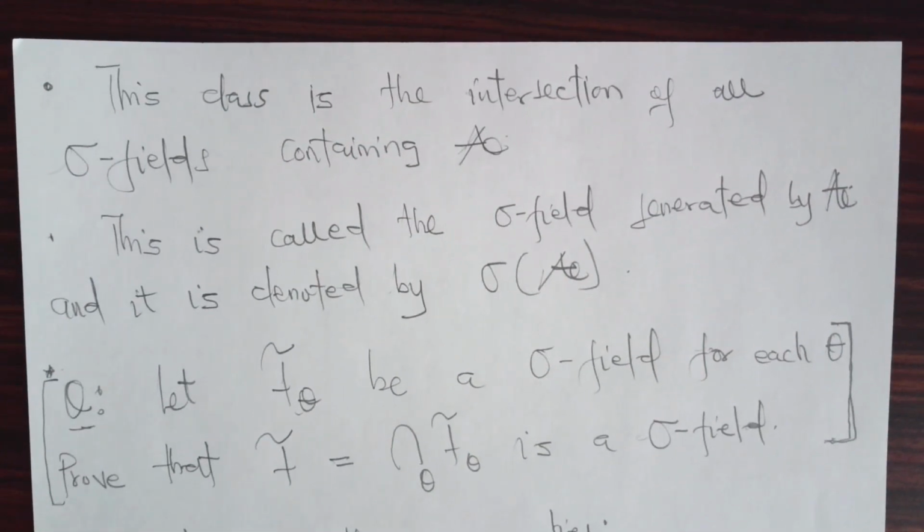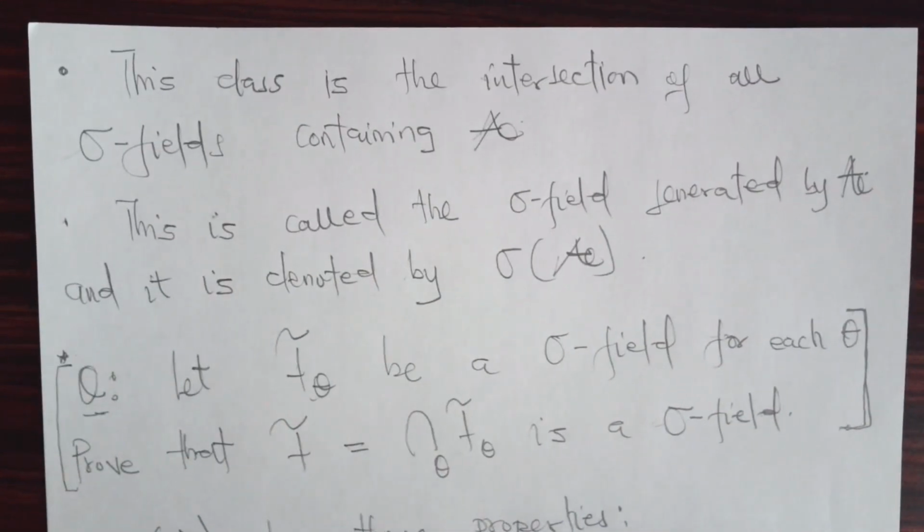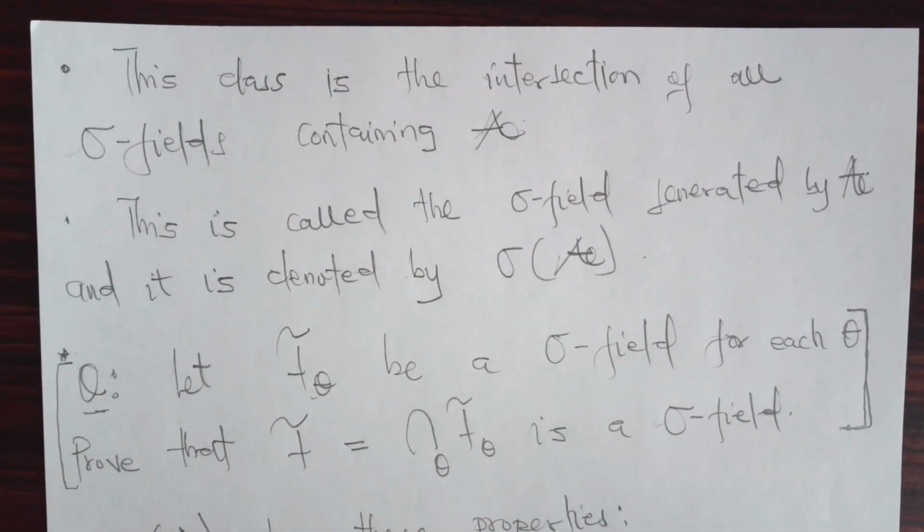This class is the intersection of all sigma fields containing the class that we began with, that is A. This is called the sigma field generated by A, and it is denoted by this symbol as we see. By the name, it implies that the class should satisfy the conditions needed to be a sigma field.